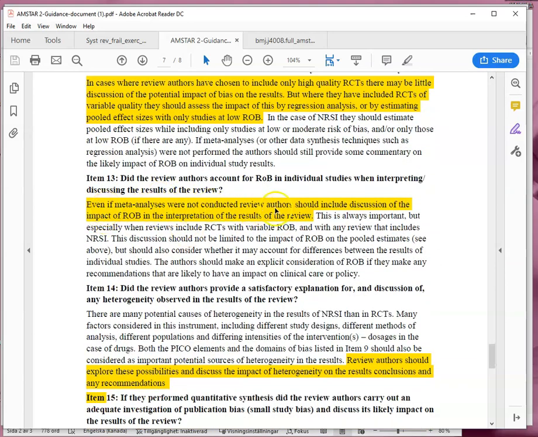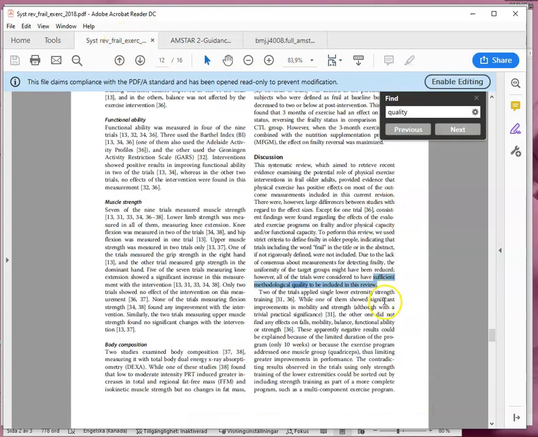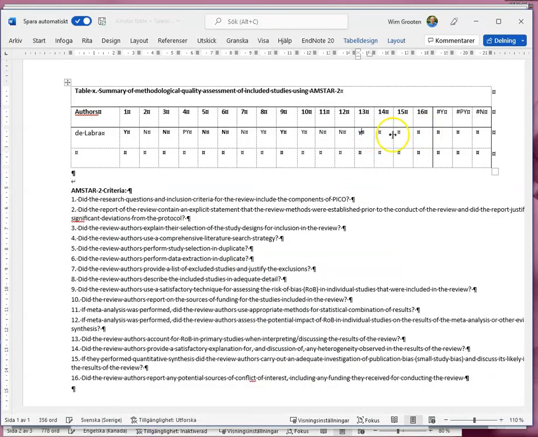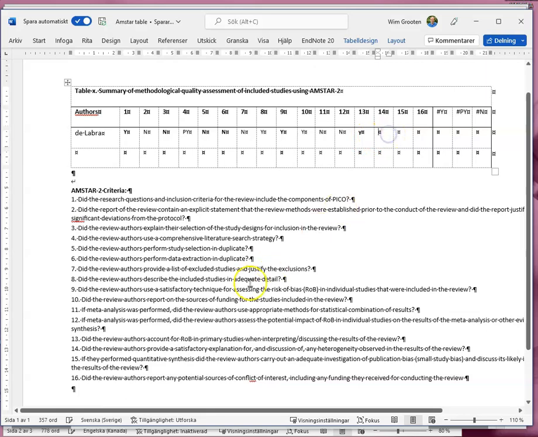Even if not concluded, it should include the discussion of the impact. This is important, the discussion of the impact. Yeah, but they told that it was sufficient quality. This one, sufficient methodology to be included. Okay, yeah, they have discussed this. Congratulations, you get a point. That is on item number 13. So now there are 3 more to go.